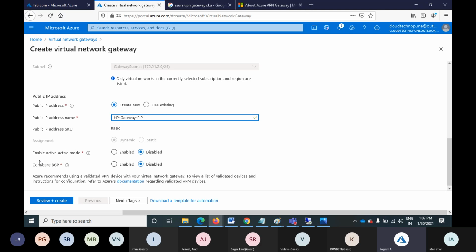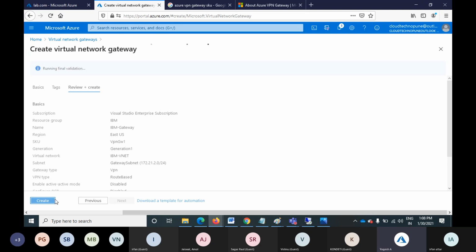Then you can use active mode as well. Again, this is a costly feature. What Microsoft will do in the backend is deploy 2 VPN gateways in active mode, where you will get redundancy within the data center every time. And if you are using BGP routing, then you can use BGP routing as well. So it completely depends on your network, like which protocol you are using.